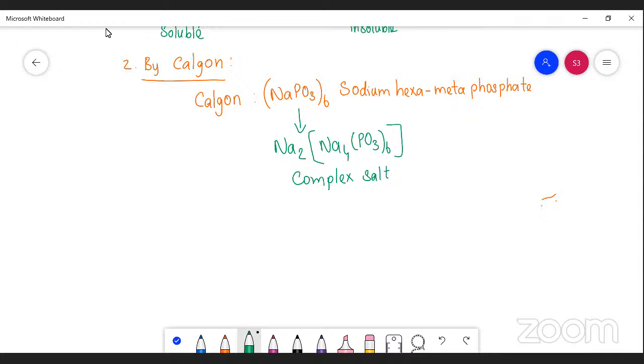Now this complex salt reacts with the metal present in your water which causes the permanent hardness. What are the metals which cause the permanent hardness? Here the metal salts are calcium and magnesium. So the calcium reacts with this Calgon, Na2 Na4 (PO3)6. The sodium hexametaphosphate reacts with the metal present in the water which causes permanent hardness.